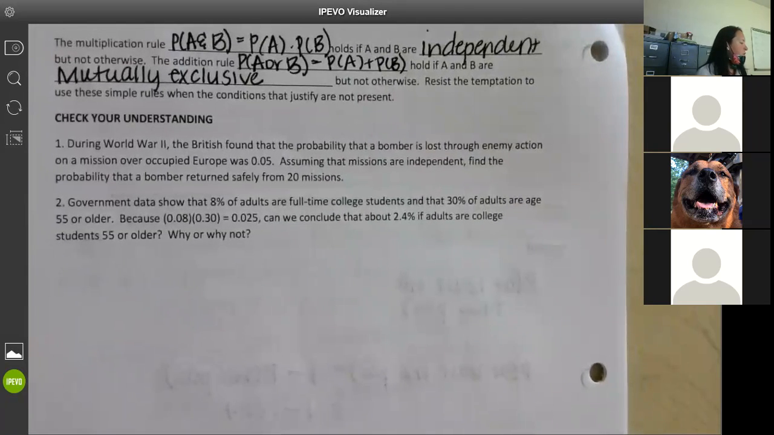All right, so check your understanding. During World War II, the British found that the probability that a bomber is lost through enemy action on a mission over occupied Europe was 0.05. Assuming that missions are independent, so we can use those rules up there, find the probability that a bomber returns safely from 20 missions.